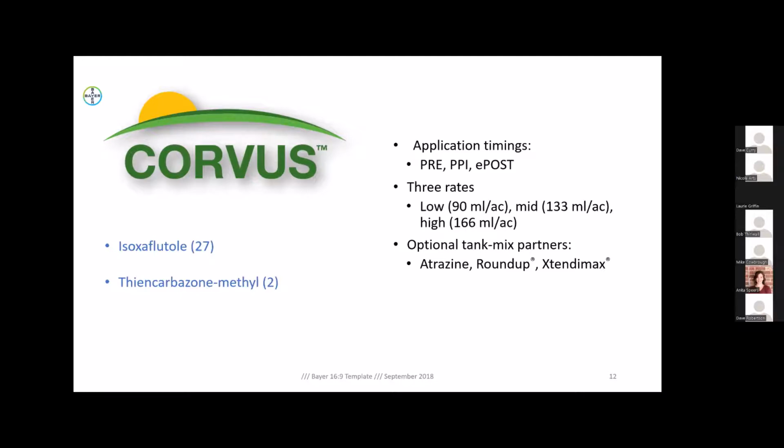I think one thing that growers will really like though is the low use rate. We have 3 registered rates: a low rate, which is designed as a 2-pass program, a mid rate, which I think will be fairly common, that's only 133 mils an acre, and then a high rate for those high weed pressure areas. Tank mix partners, quite a few you can add, but atrazine, Roundup, and XtendiMax I think will be our most common ones. Okay.